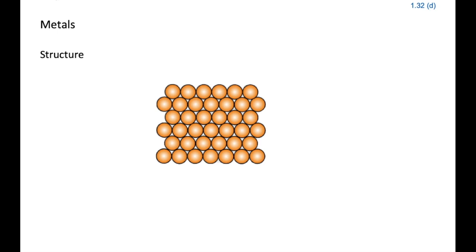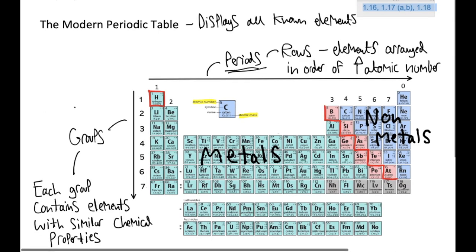So when we talk about metals, by the way, what we mean is the metal elements contained within the periodic table. All of the elements from group 1 on the far left of the table to this zigzag line separating them from non-metals.